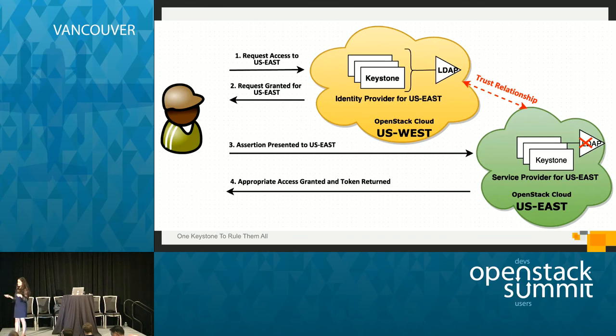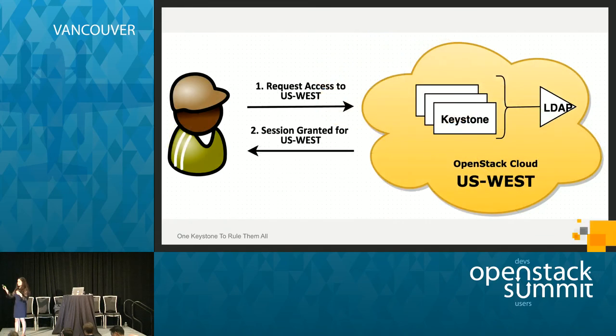If we revisit the flow we looked at a few slides before, this is how it works without federation. The user goes to the Keystone instance, requests the token, and then the token is granted. Okay, what I'm going to say, I think Steve might throw a tomato at me, but please don't.